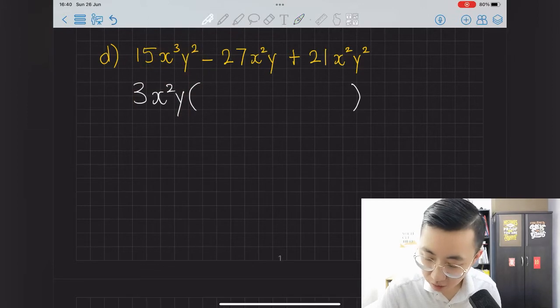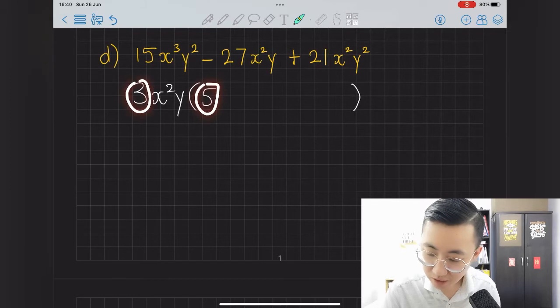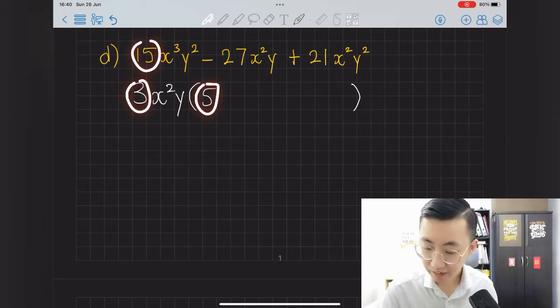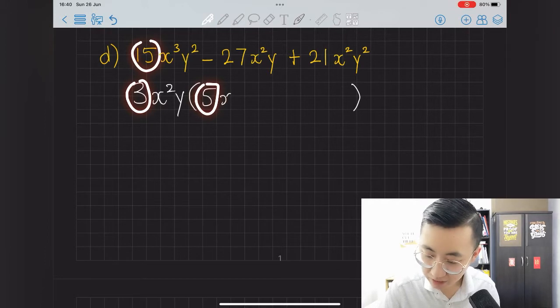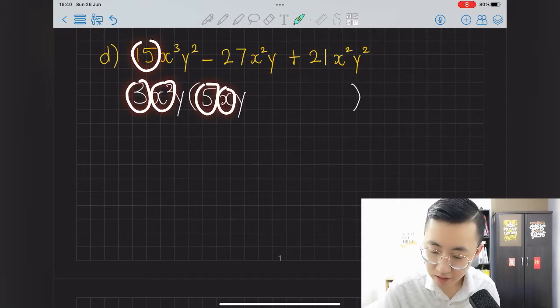I know the answer is going to be 5 because 5 times 3 will get me 15. Alright, let's top up. How many more x's do I have to add to become x cubed? So definitely I'm going to put 1 more x. Alright, and then definitely 1 more y. So you need to focus. X times x squared will give you x cubed. Y times y will give you y squared.